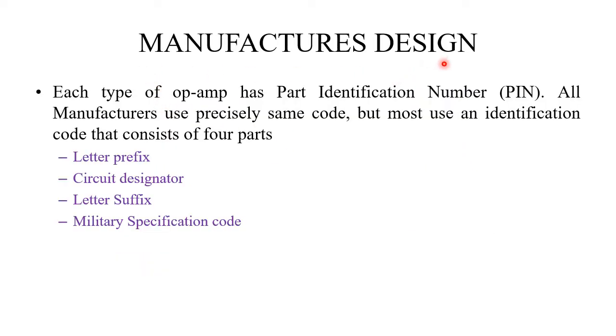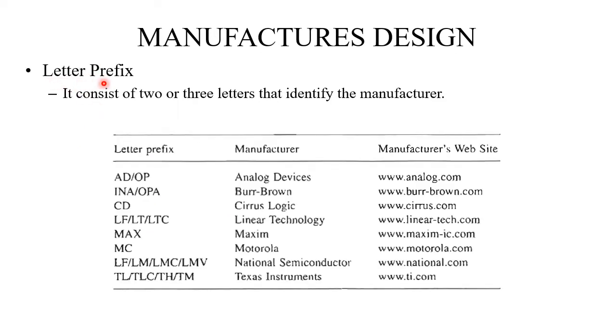Manufacturer's design and specification of operational amplifier. Each type of operational amplifier has its own part identification number, and that part identification number consists of 4 parts: letter prefix, circuit designator, letter suffix, and military specification code. We will see them one by one. The letter prefix is used to identify the manufacturer. It consists of 2 to 3 letters.